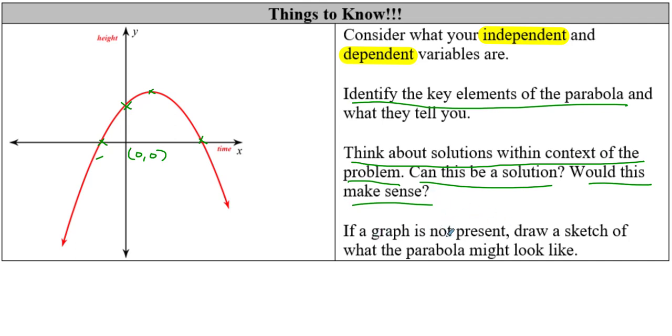And then last but not least, if you don't have a graph present, anytime we're doing any kind of word problem, draw a sketch and try to figure out what it might look like. Do a rough sketch. It doesn't have to be perfect, but just play around with it. So that's just a little bit that I wanted to talk about before we jump into it.